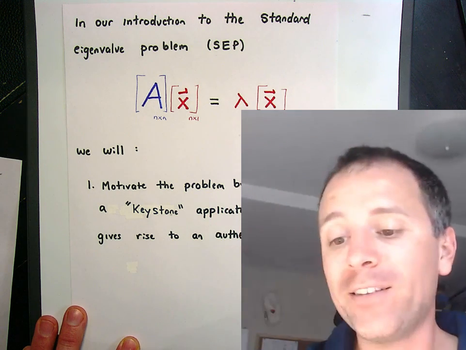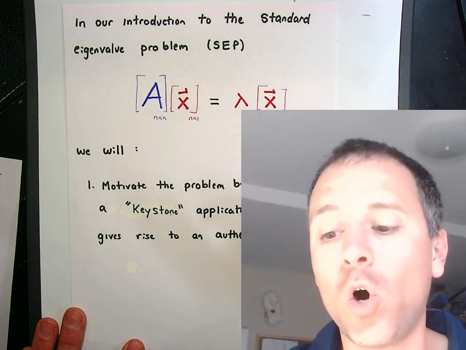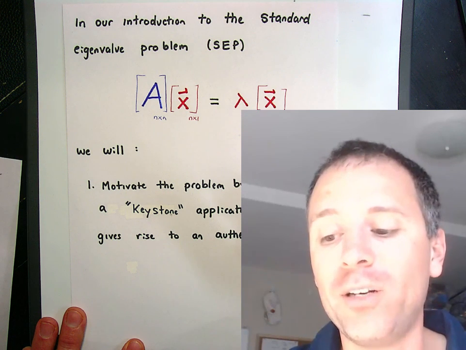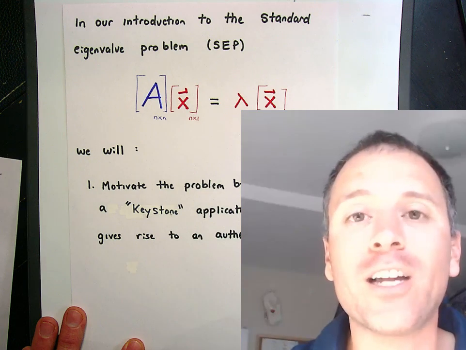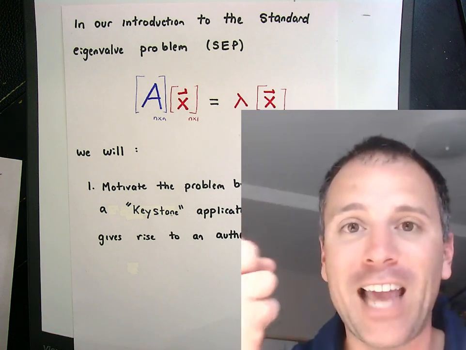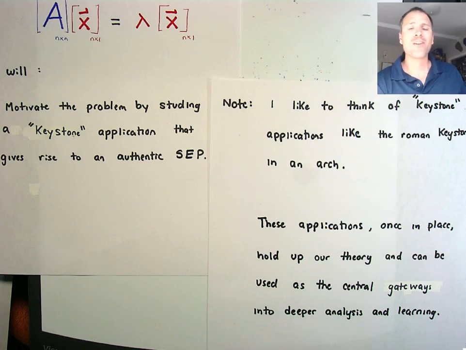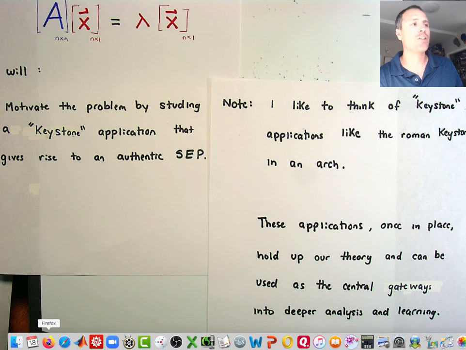We're going to motivate this problem by studying what I like to call a keystone application that gives rise to an authentic eigenvalue problem that you're going to study using your eyes, hands, and actually feel in our course. Now, you might not understand what I mean by a keystone application. Let me talk about that.